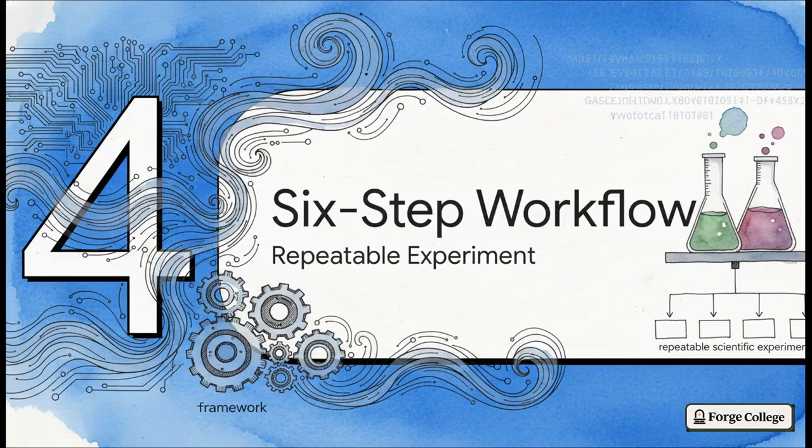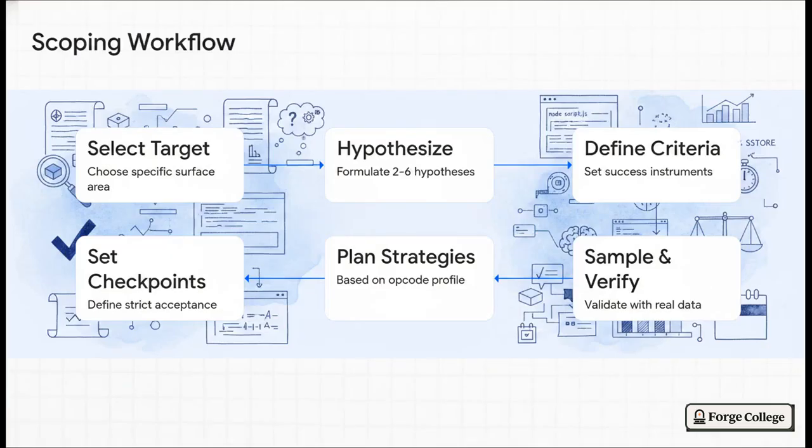Which brings us to Section 4, the 6-step scoping workflow. Now that we have our diagnostic scripts ready to pull frequencies and rank sequences, we need a solid framework. We need to tie all these technical scripts into a repeatable scientific experiment. So here's our plan of attack.